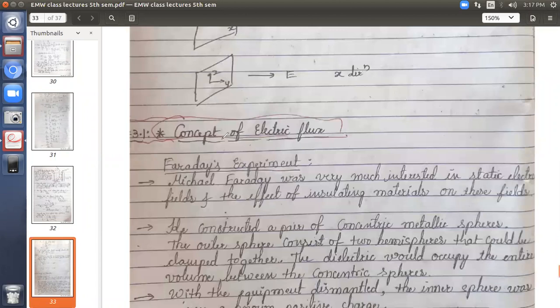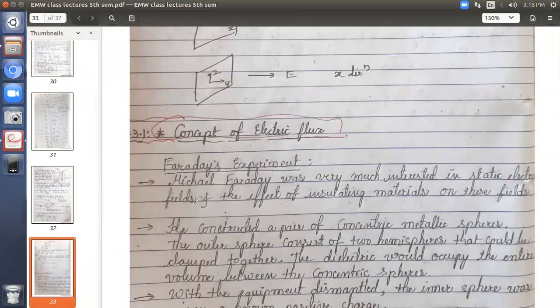Now, what is the flux? You have already studied this flux in your physics. Probably you have even studied Gauss law also, but still, let us start with electric flux. In order to understand electric flux, we have to understand Faraday's experiment. Michael Faraday, who invented what? Faraday's laws, you know, right?